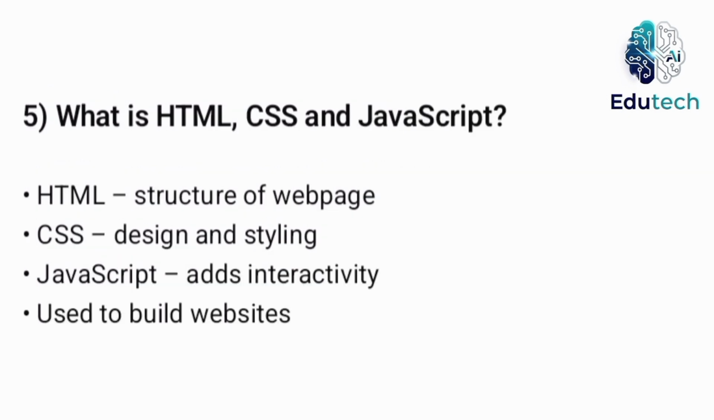HTML, CSS, and JavaScript. HTML, CSS, and JavaScript are the basic technologies used to create website. HTML provides the structure of a web page using tags and elements. CSS is used to design and style the web page, including colors, fonts, and layout. JavaScript adds interactivity such as buttons, forms, and dynamic content. Together they form the foundation of web development.